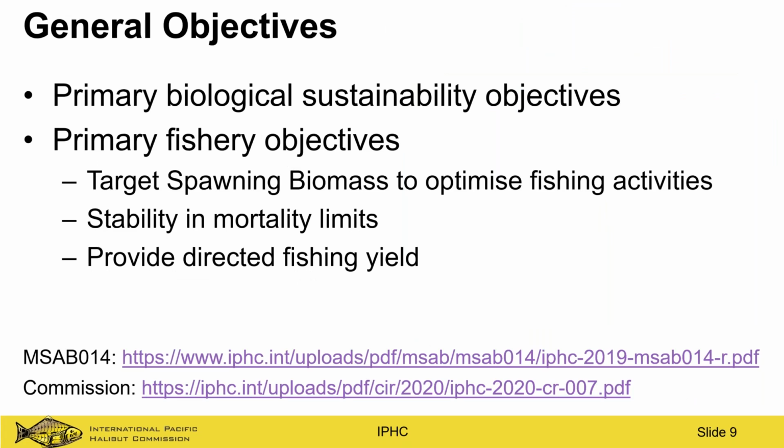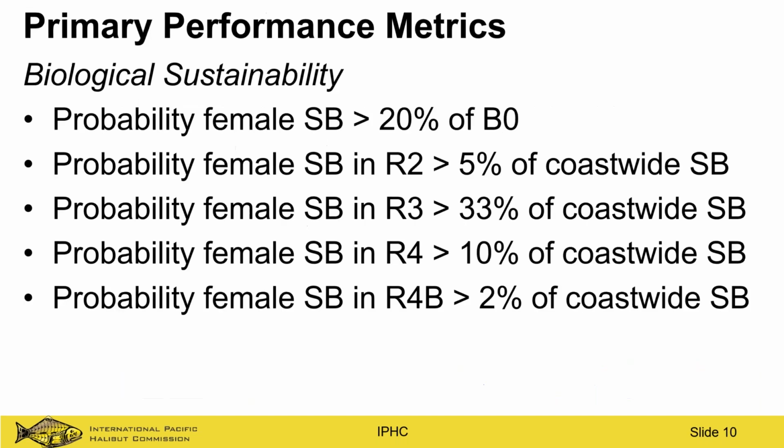So just to touch on a few of those elements quickly, and then we'll focus in on the operating model and the results, unless you want to focus on other areas as well. I'm happy to. But a reminder that with the help of the MSAB, the IPHC Commission has approved a set of what we call primary objectives. These are classified as biological sustainability objectives and fishery objectives, and all of them are listed in these links, but they are pretty much standard objectives: not going below certain biomass levels, stability and mortality limits, and providing for directed fishing yield. So those three main axes that are common in almost all MSEs are present here.